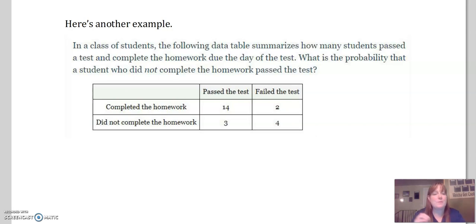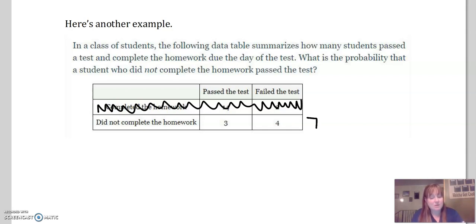Okay, so what's the probability that a student who did not complete the homework passed the test? So are we talking about all the students here? Are we talking about, let's see, 17 plus 6, so it's 23 students? Are we talking about all 23 students? No, we are only talking about the people who did not complete the homework. So we literally don't care about any of these people. These are the people who completed the homework. They are not in our sample space. Our sample space is only the people who did not complete the homework.